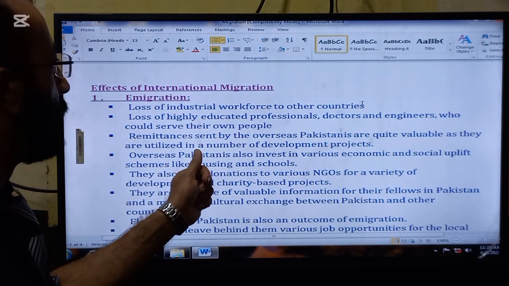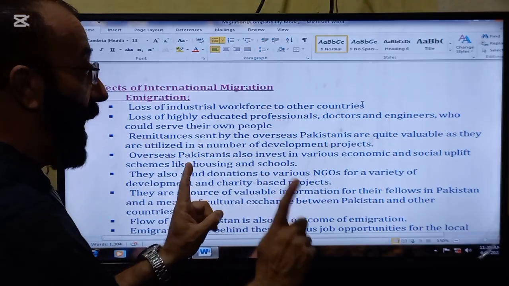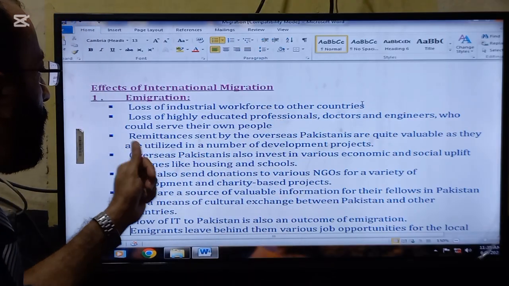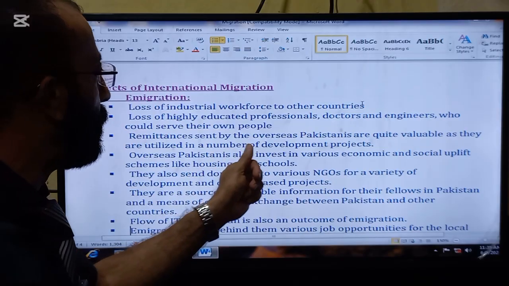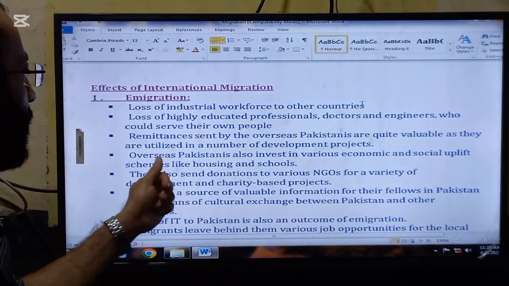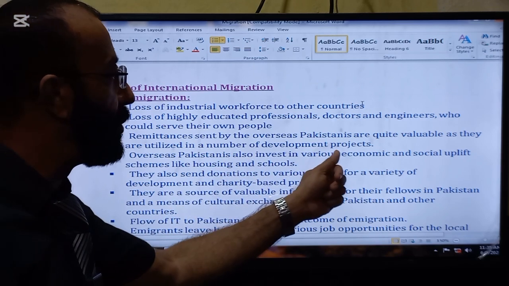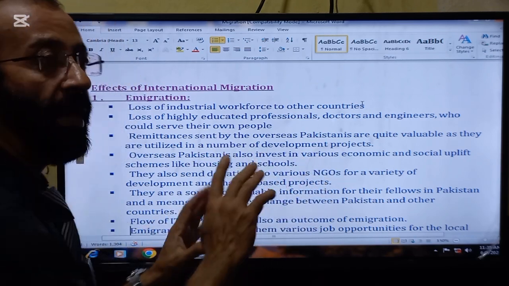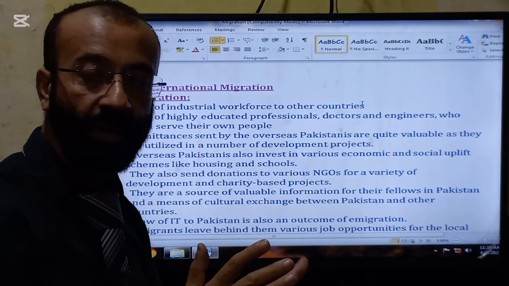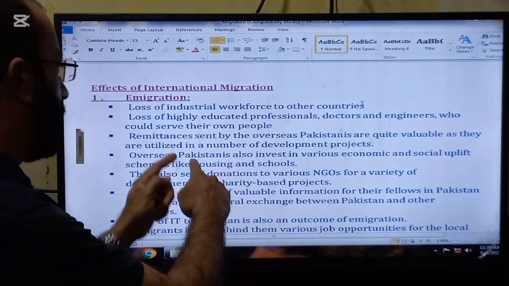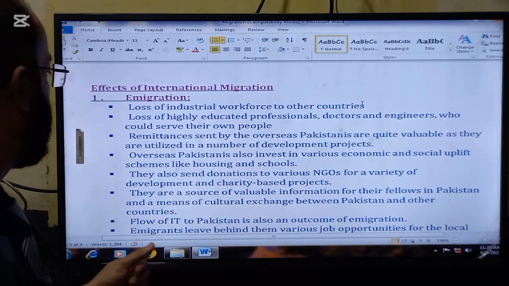Remittances sent by. So the first two were bad impacts. Now we are going to read the positive impact. That is, remittances sent by the overseas Pakistanis are quite valuable as they are utilized in a number of development projects. So this is a positive effect. Because we are going to read the effects, effects may be positive or negative. So all effects are going to be discussed. So the third one is a positive impact.